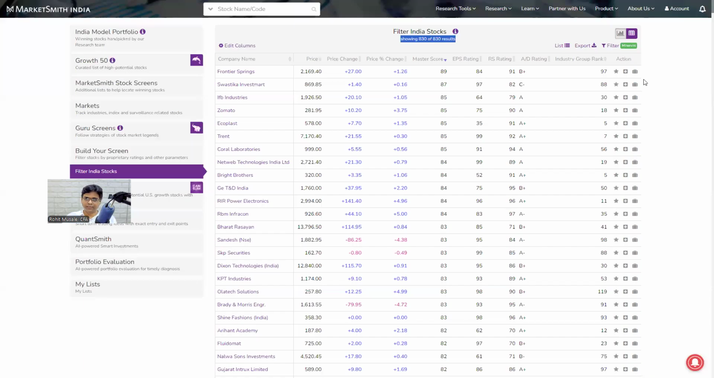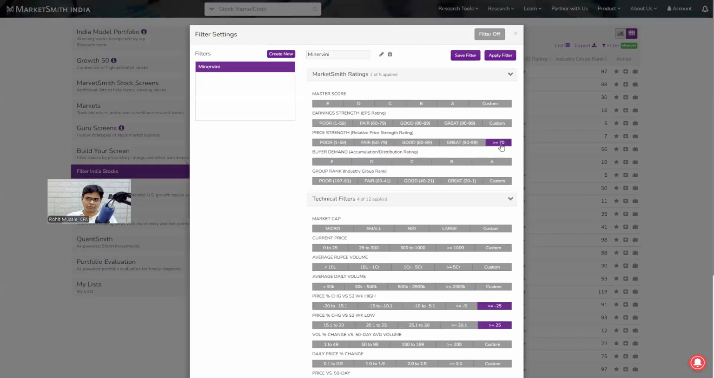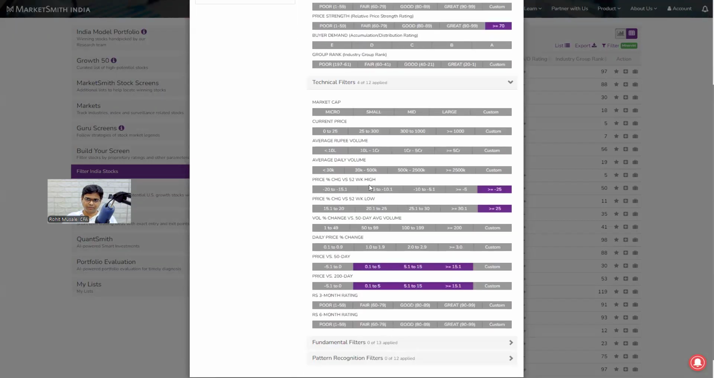Going back to the criteria: relative strength more than or equal to 70, price within 25% of the 52-week high, 25% above the 52-week low, price above the 50-day, price above the 200-day. Very simple, nothing complicated. So as you can see, it's very broad.